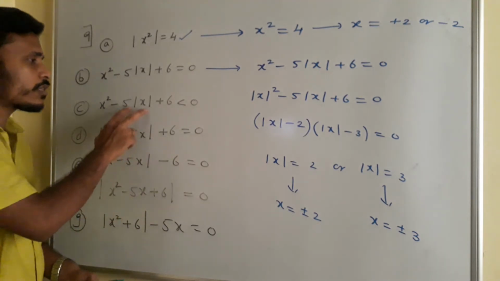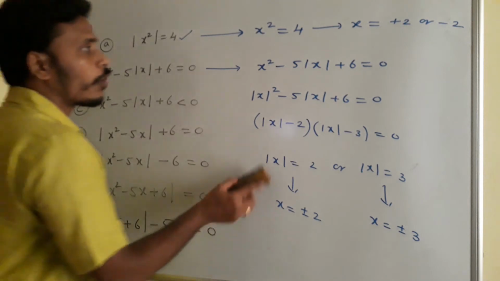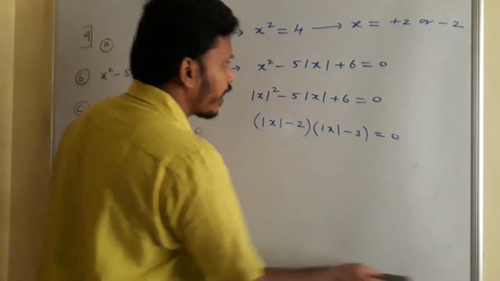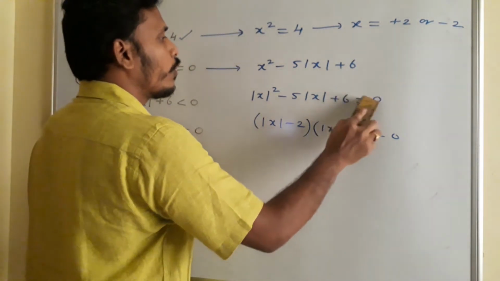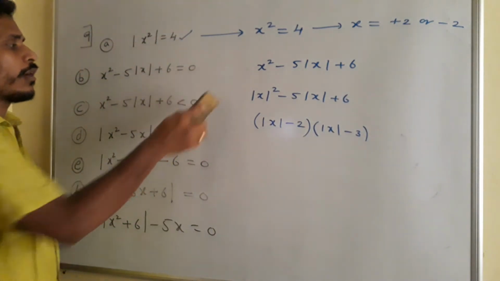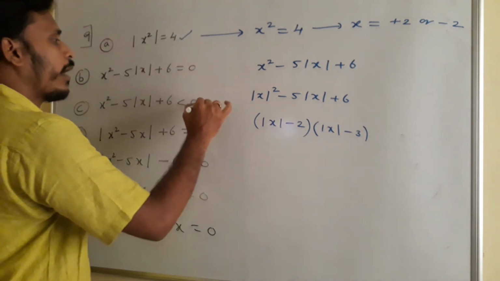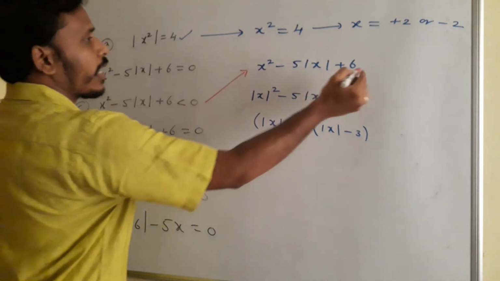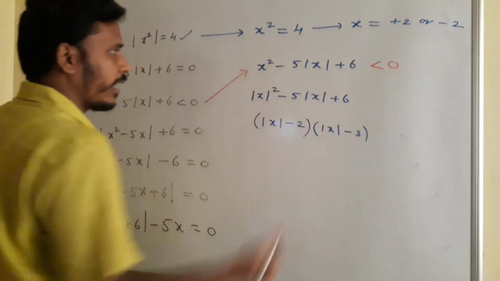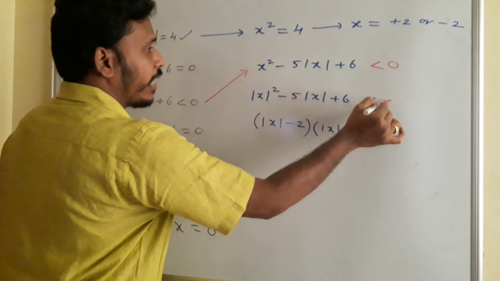So to solve this third bit, I am using the same discussion, but instead of the equal to 0, I need to replace that with what? Less than 0. So as per that C bit, as it is given, just look there, x square minus 5 mod x plus 6 less than 0. So here it is less than 0. So just treat x square as mod x square, here it is less than 0.